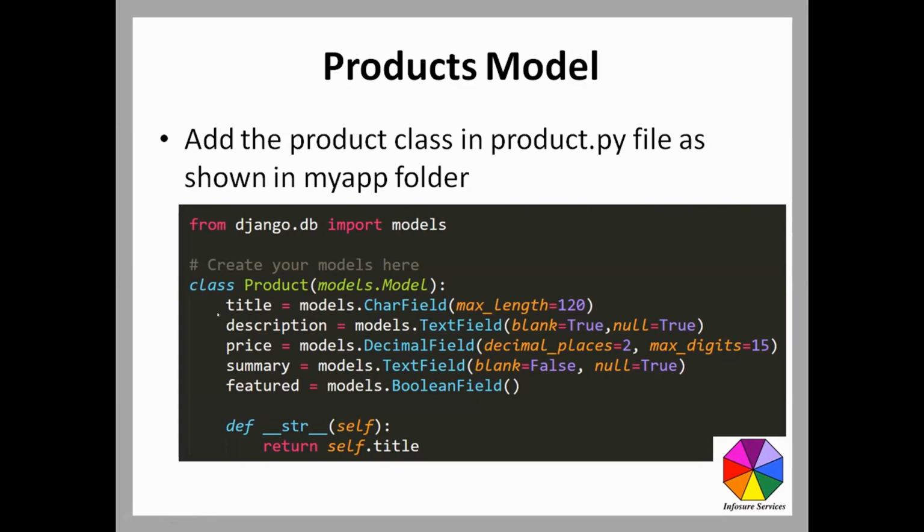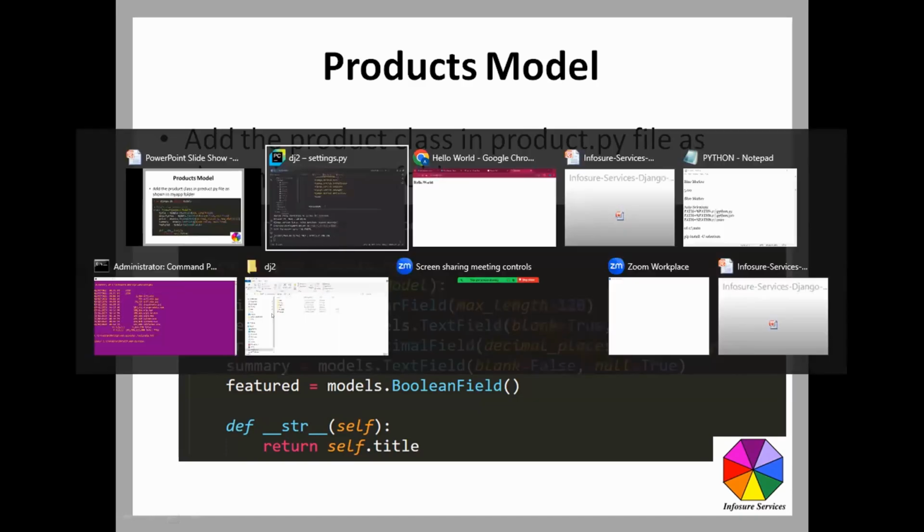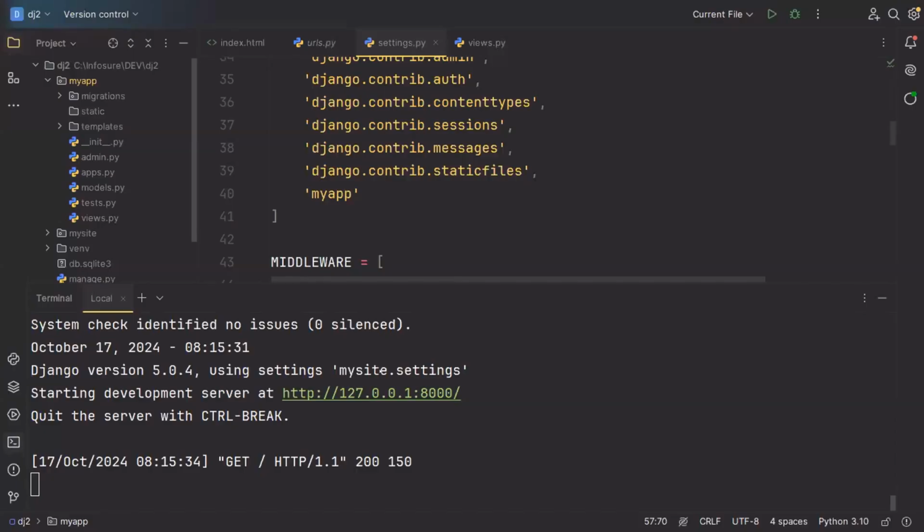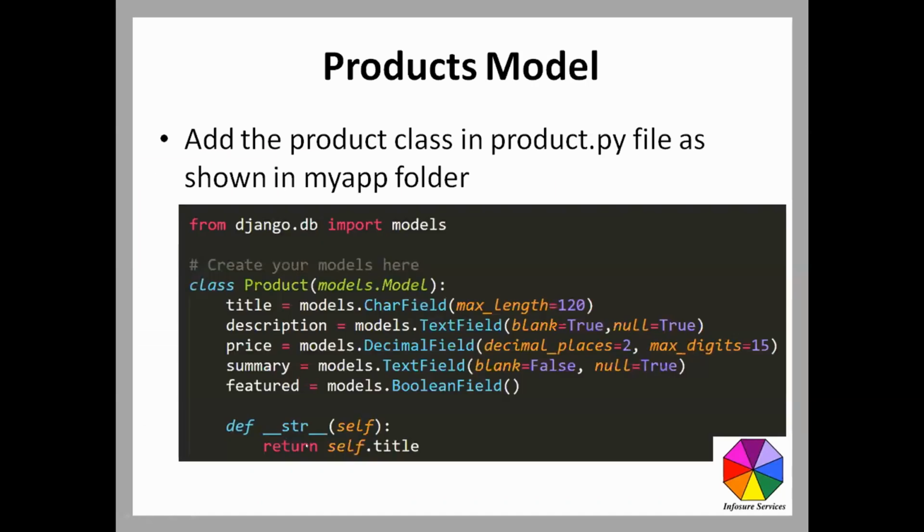Like pencils. Let's say I created 2 products. One is pencils and another is pen, like I showed. So pencils and pen here. Box of pens is showing up under product here, no? It will not show up here like this if you don't have this string representation, str.